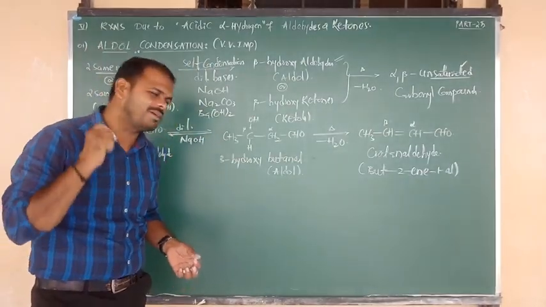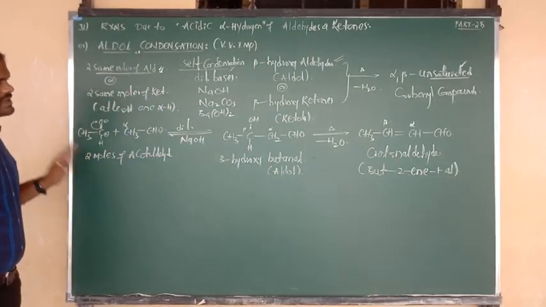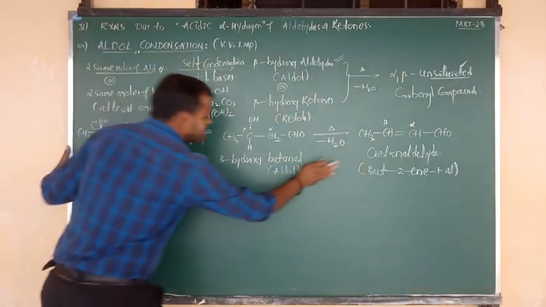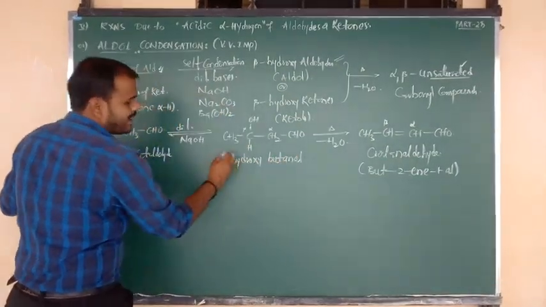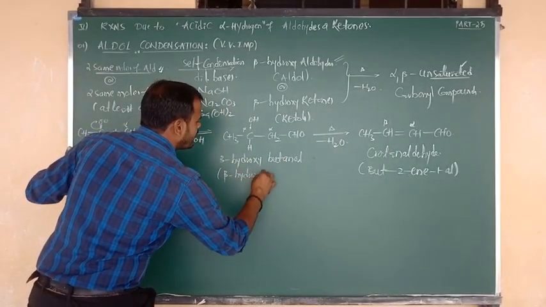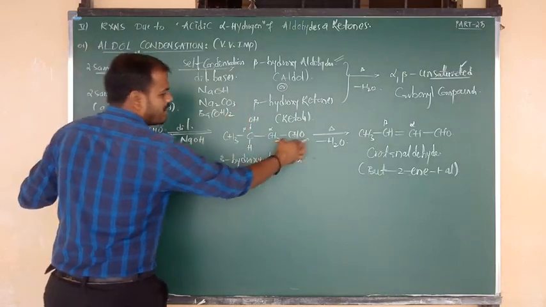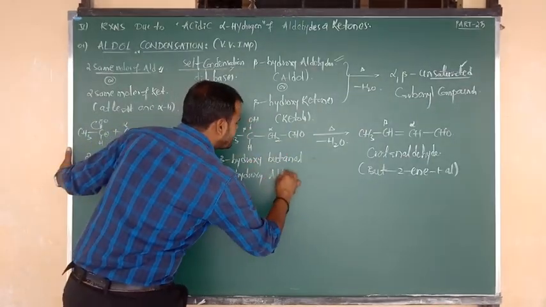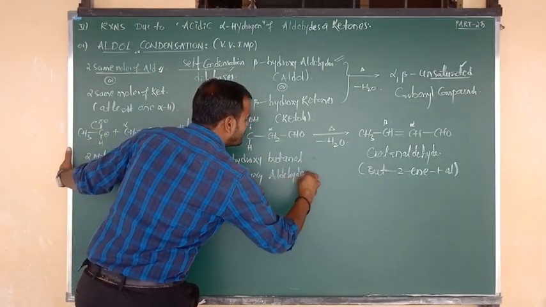I hope you understand everything clearly. What is the name of this other compound? That was the IUPAC name. We can also write the common name. Its common name is beta hydroxy, but the compound is an aldehyde, so we say beta hydroxy aldehyde, and also we can say aldol.